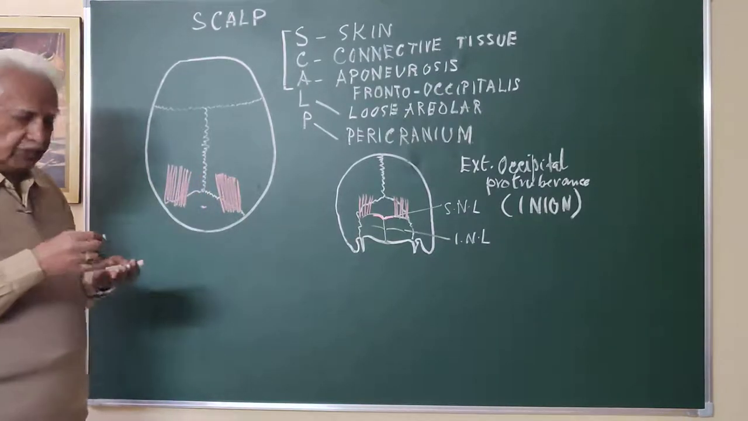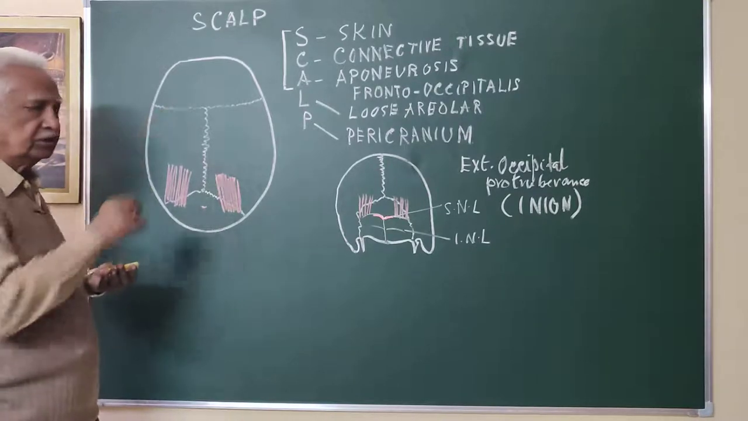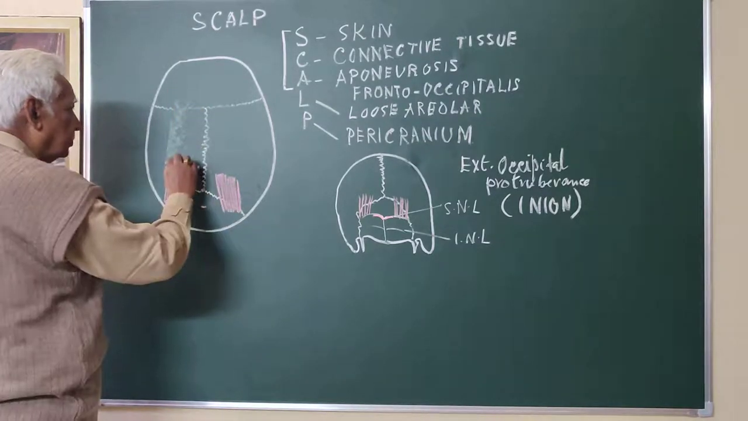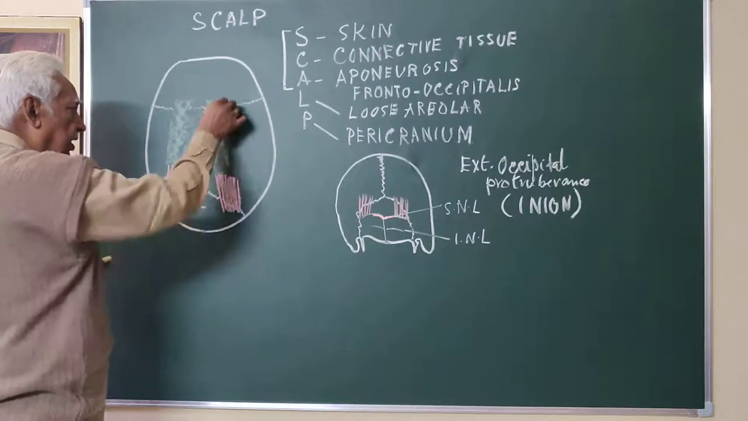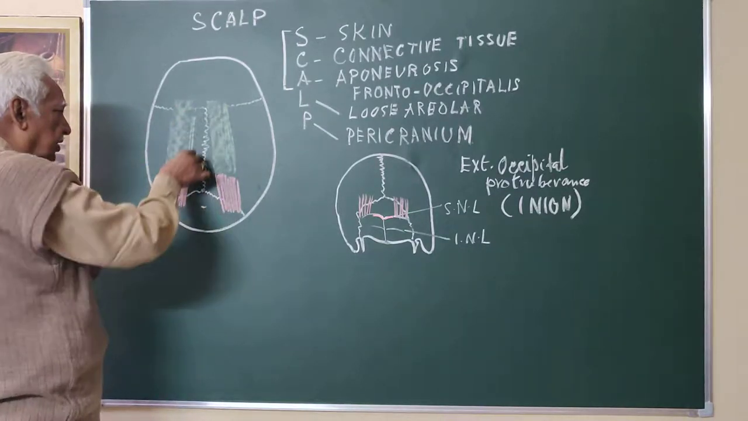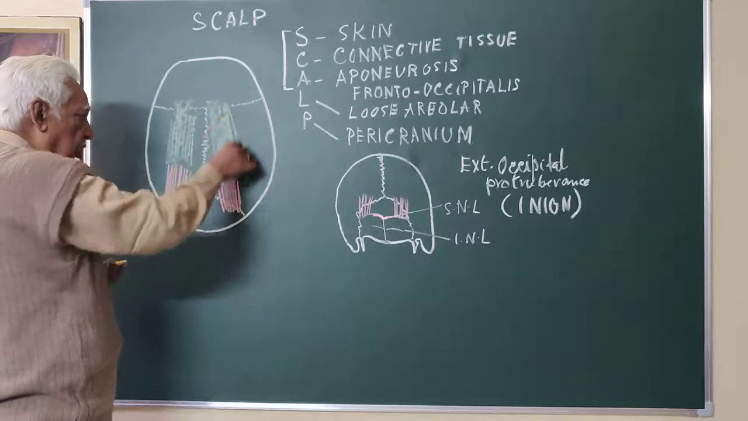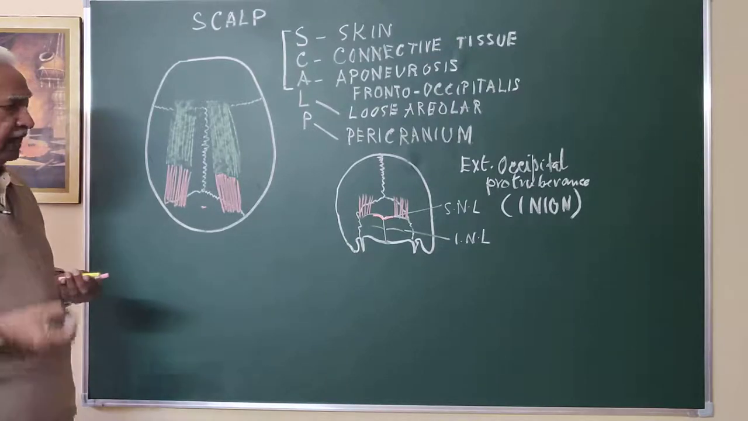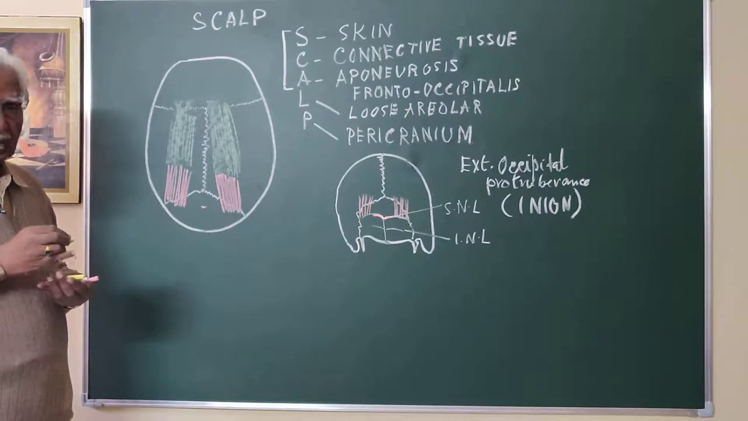Now from this occipital belly, these fibers are actually attached to the aponeurosis, which we discussed at the third layer, and say this is the aponeurosis. So the aponeurosis is covering the top side of the skull just deep to the connective tissue, which is not drawn here. That will be shown in a different diagram. These are the fibers of the aponeurosis. Now as this aponeurosis proceeds forwards, it gets inserted into another head of the occipito-frontalis muscle, that is the frontal belly.